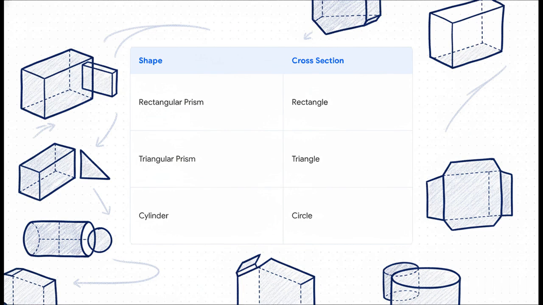If the cross-section is a rectangle, you've got a rectangular prism. If you slice it and see a triangle, it's a triangular prism. And if that cross-section is a perfect circle, well, then you're looking at a cylinder. The cross-section tells you everything.